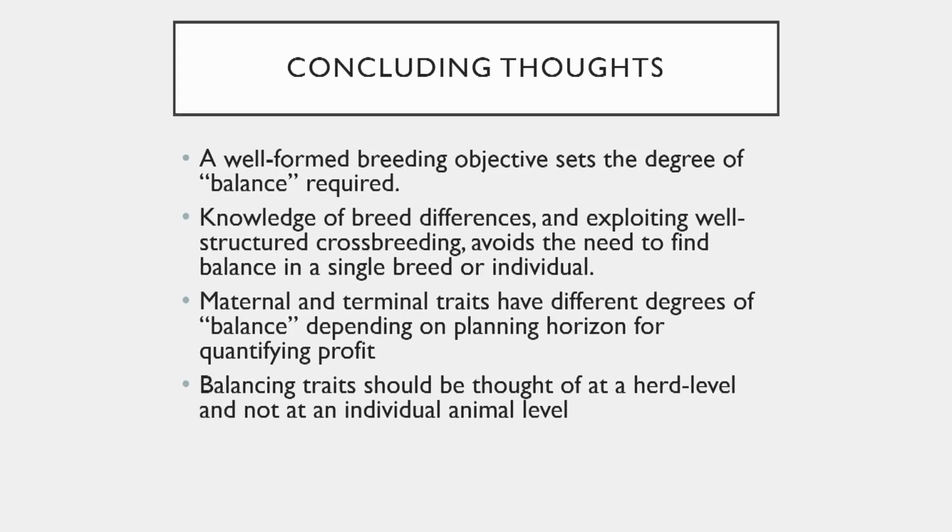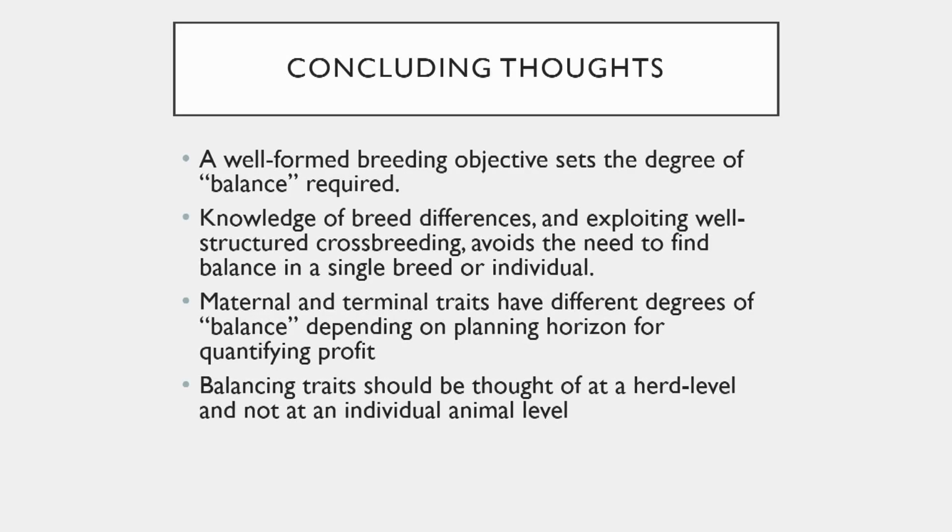Maternal and terminal traits have a different degree of balance, I said, depending on the planning horizon for quantifying profit. It goes back to the differences we saw between a 2-year planning horizon and a 20-year planning horizon. Okay? In 2 years, I select on hot carcass weight, carcass traits, period. If it's 20 years, I need to think about reproductive longevity, mature cow weight, etc. And balancing traits should be thought of at the herd level and not at the individual animal level. I.e., I want to strike a balance in my herd. I don't need every individual sire I bring in to strike that balance. They're a part of the puzzle. They should not be expected to be the complete picture.